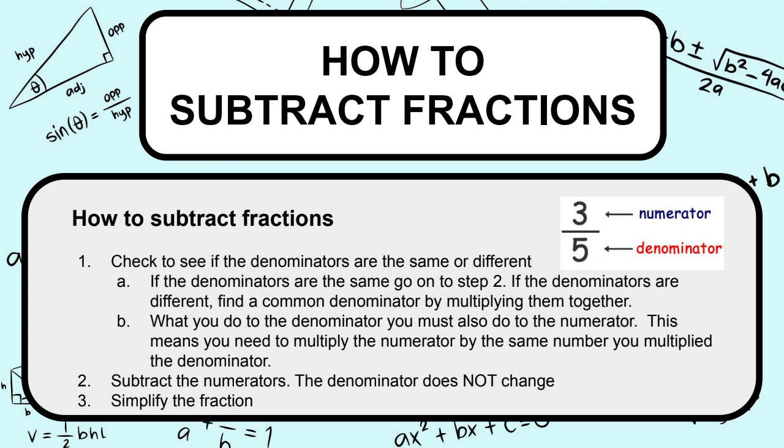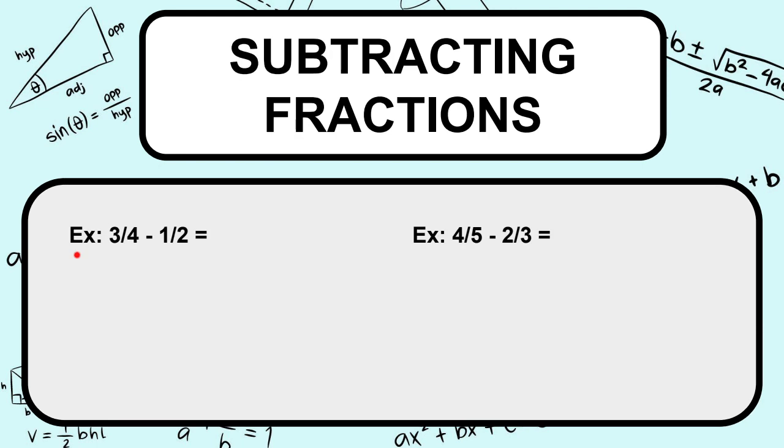At this time, let's take a look at our examples so you understand exactly what I'm talking about. Our first example here is 3/4 minus 1/2. I'm going to rewrite these this way, so it's a little easier to work with and you can see what I'm multiplying by. So we have 3/4 minus 1/2. Step 1, we had to check to see if the denominators were the same or different. Obviously, 4 and 2 are different. So now, step 1A, we need to multiply them by each other.